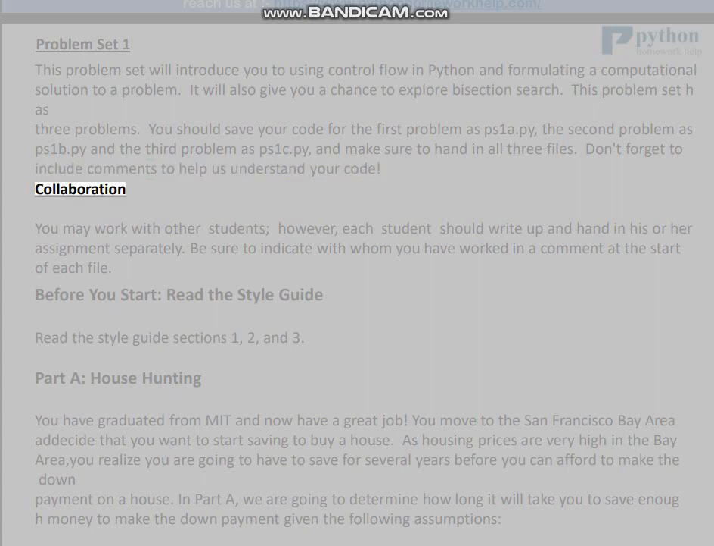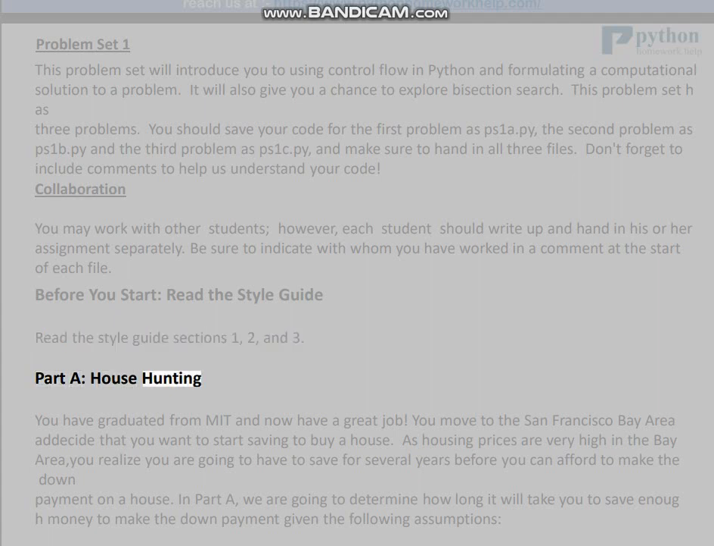Collaboration. You may work with other students. However, each student should write up and hand in his or her assignment separately. Be sure to indicate with whom you have worked in a comment at the start of each file. Before you start, read the style guide. Read the style guide sections 1, 2, and 3.